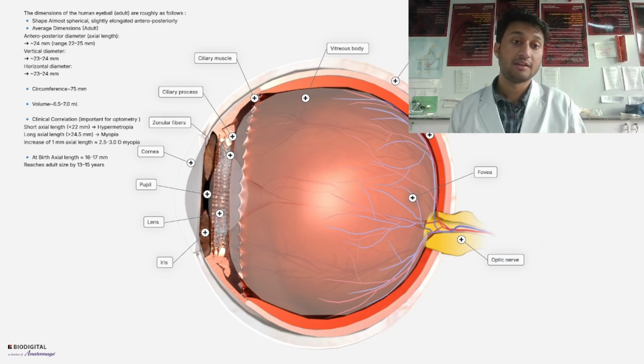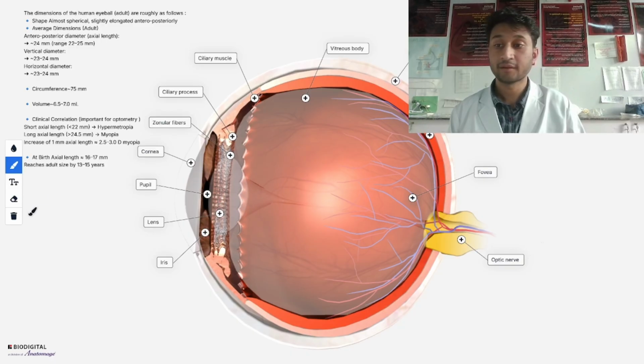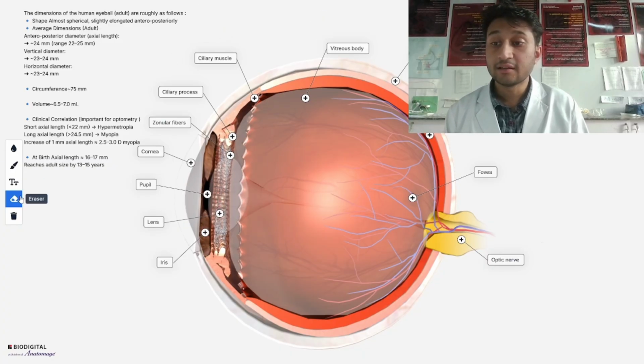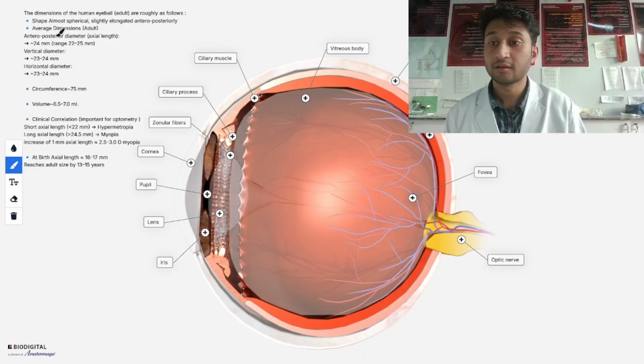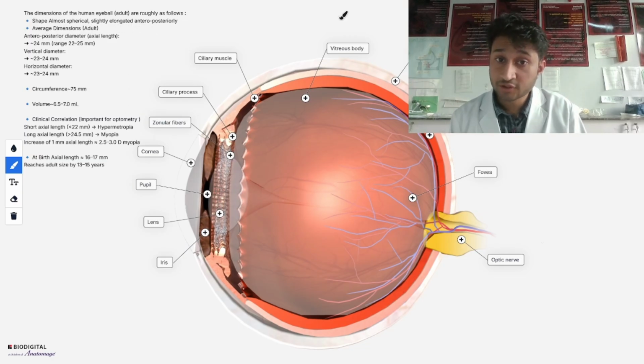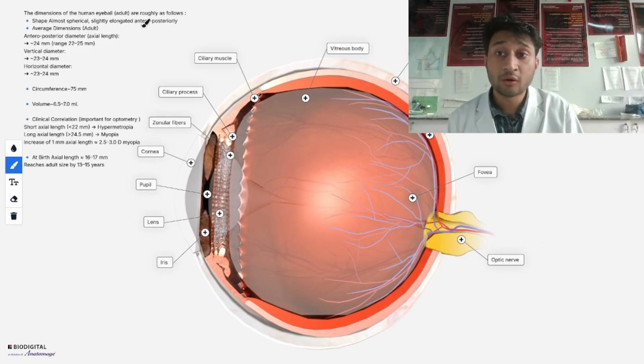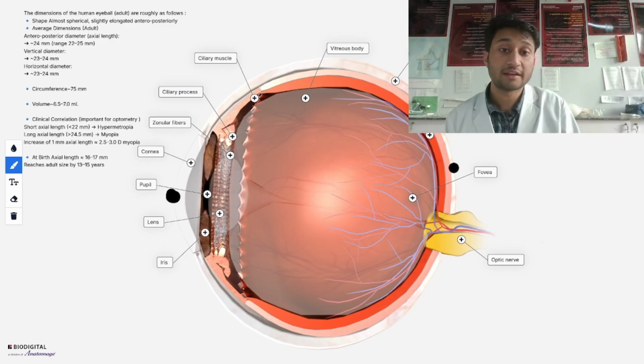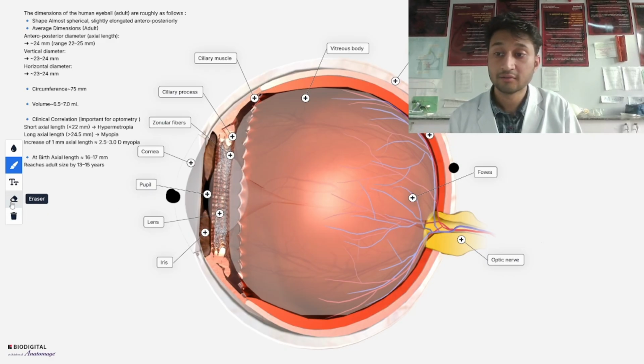As we can see, this is the part known as the cornea, and this is the part known as the sclera, the outer part of an eye. So what are the dimensions as we can see here? First of all, the shape is slightly elongated anterior-posteriorly. The eyeball is slightly elongated in the anterior-posterior direction. The anterior part is this one and the posterior part is this one. As you can see, the elongation of an eyeball extends from the anterior to the posterior part of the eye.